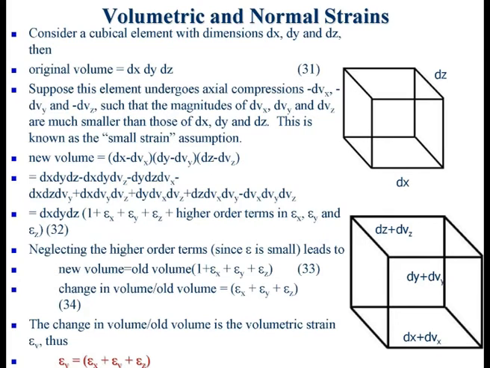And without going through the mathematics in detail, all I want to say is the conclusion, which is the last line on the slide, which is that the volumetric strain is simply equal to the sum of the three normal strains, epsilon x plus epsilon y plus epsilon z. See, that's what it is. That's as a first order approximation. And this is the typical approximation that we use.